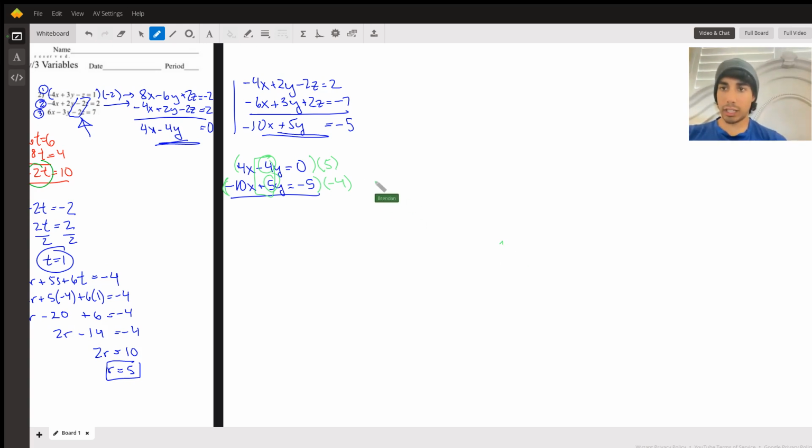Okay, now watch what happens when I'm multiplying by each other's coefficients. I'm going to bring it over here. So I'm multiplying the top one through by 5. That gives me 20x minus 20y equals 0. Multiplying the bottom one through by negative 4, that gives me 40x minus 20y equals positive 20. All right, that got us closer.